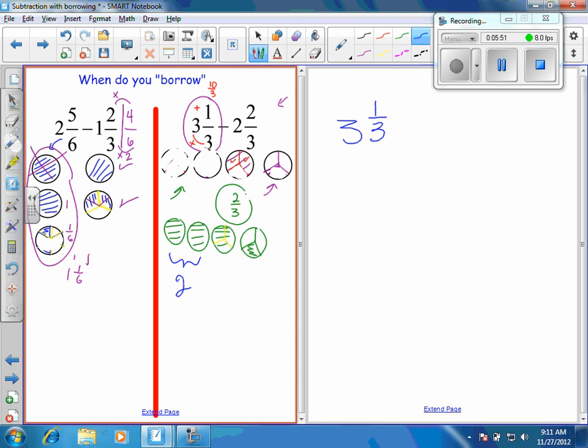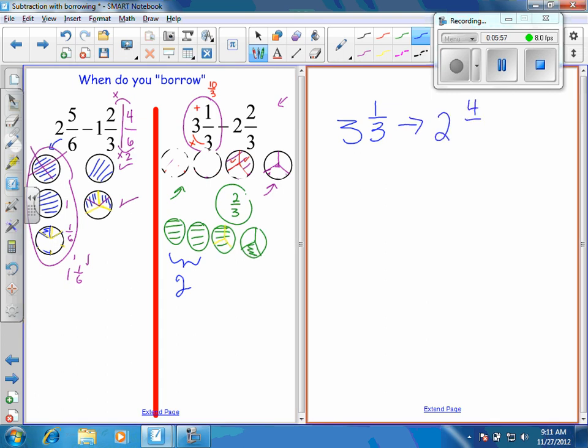Okay, so watch. This is the same thing as 2 wholes and 4 thirds. Do you see that? Because I'm taking this whole and I'm dividing it into 3 parts. So now I say I only have 2 wholes, and then my third whole I'm going to call 3 thirds. And I'm going to add another third.